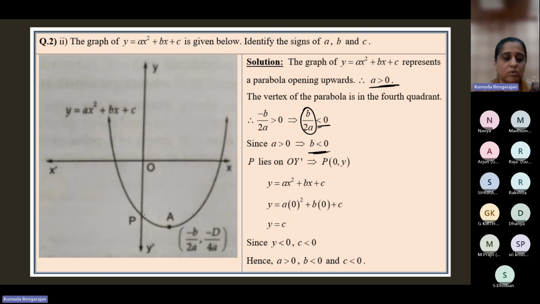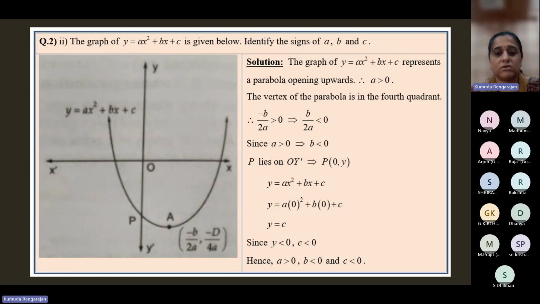Now P lies on OY dash. It lies on the negative side of the y-axis. This is the standard way of writing: the coordinates are 0, y. The y value will be negative because here we mark -1, -2, -3, -4.